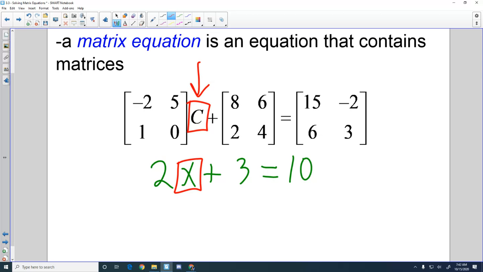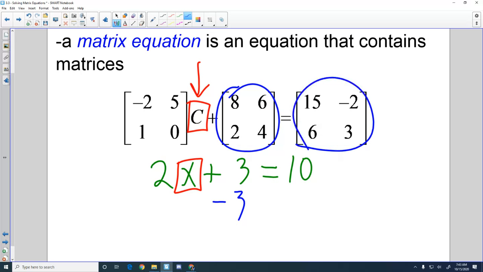It's going to be a similar process to solving equations: we undo operations to cancel stuff out. The only thing that's a little bit trickier is, first off, if I were to get rid of this 3, we would subtract a 3. Can I subtract matrices from each other? Are we allowed to subtract one matrix from another matrix? Remember our first learning target, adding and subtracting matrices? We can do that, right? So I could subtract this matrix from this matrix right there. We can do that.